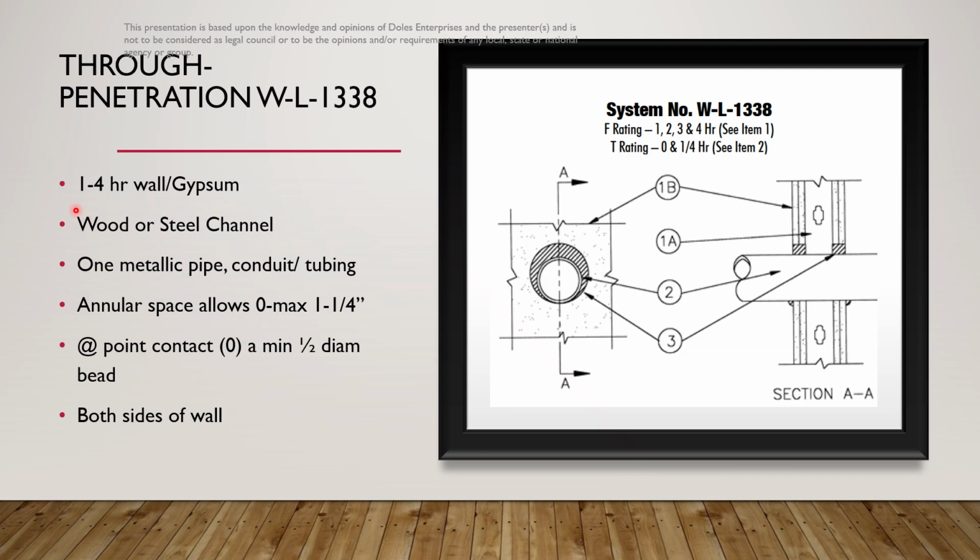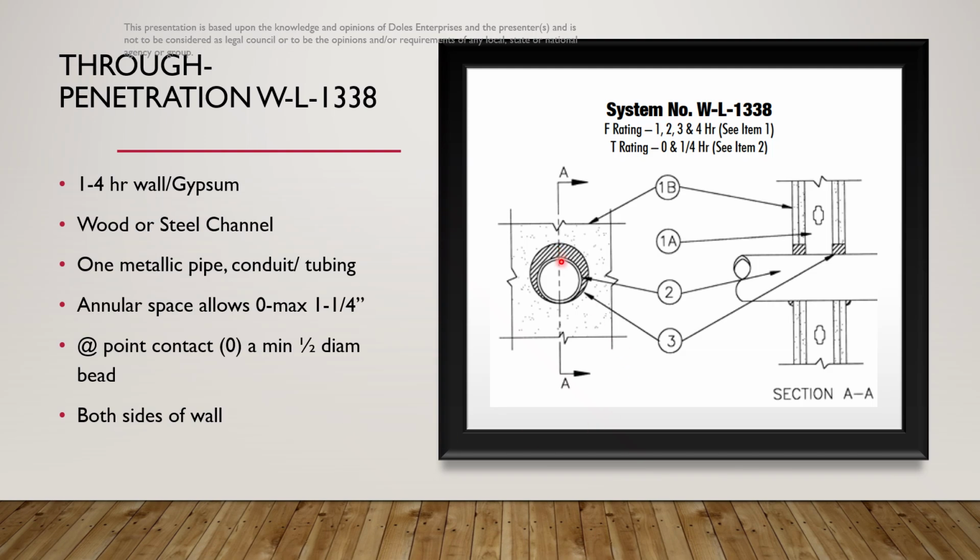In this case, a 1 to 4 hour gypsum wall, wood or steel channels, 1 metallic pipe, conduit, or tubing. The annular space is allowed 0, which is point contact, to a maximum of 1 1/4 inches. At point contact, a minimum of a 1/2 inch bead of the firestop tested system caulking product is installed. Also, this application must occur on both sides of the wall. We're going to use this for an example.